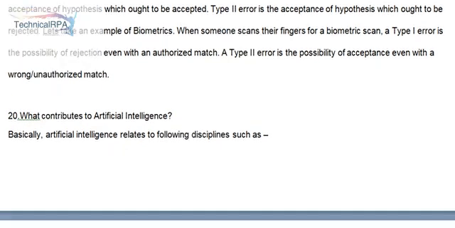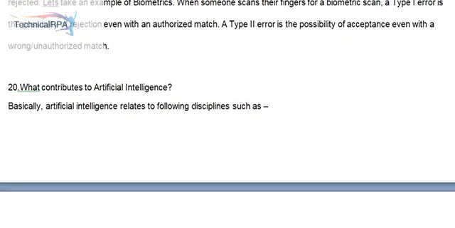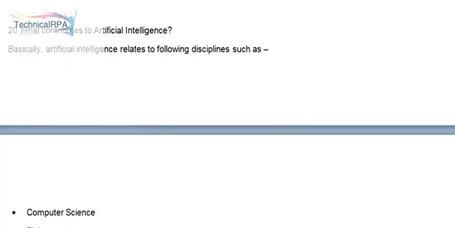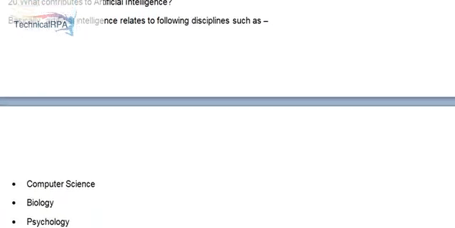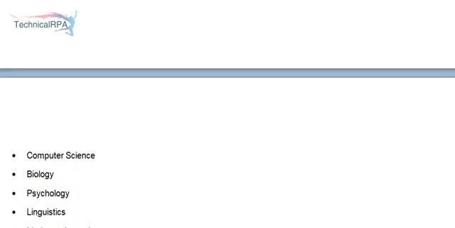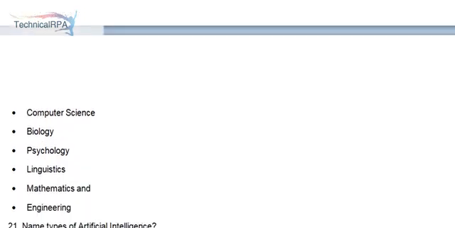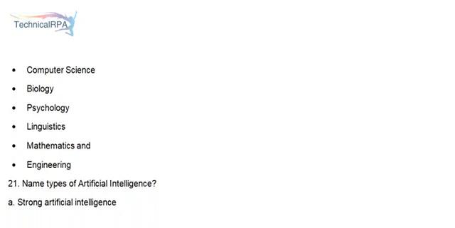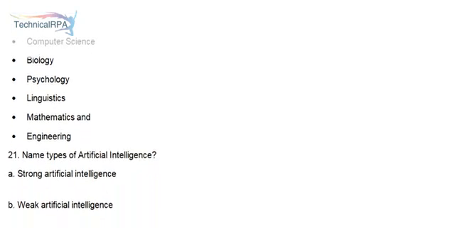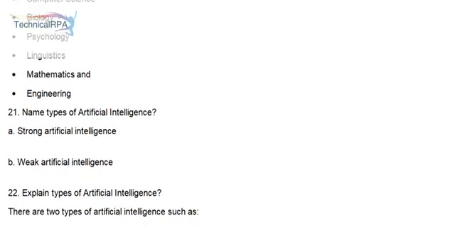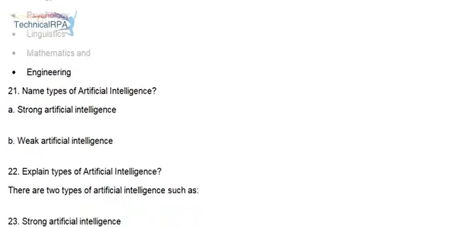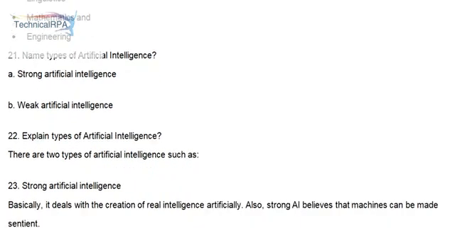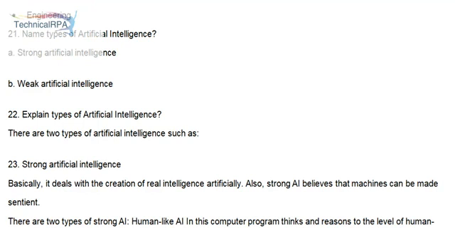20. What contributes to artificial intelligence? Basically, artificial intelligence relates to disciplines such as computer science, biology, psychology, linguistics, mathematics and engineering. 21. Name types of artificial intelligence. A. Strong artificial intelligence. B. Weak artificial intelligence.